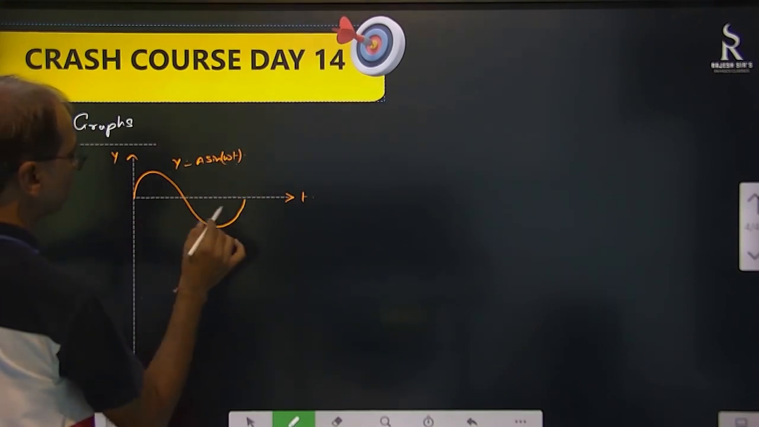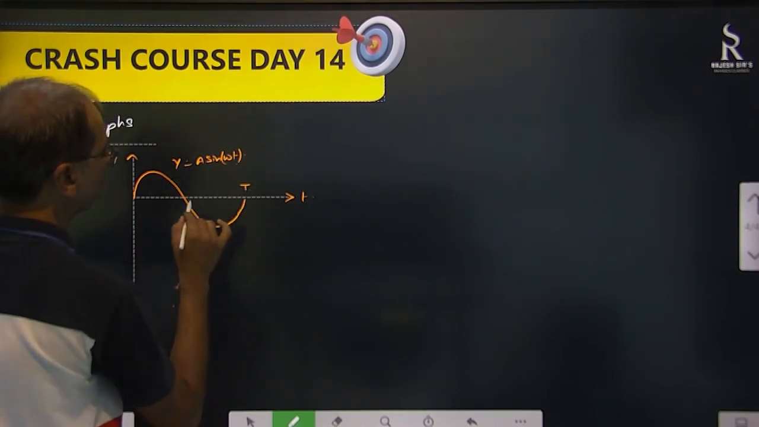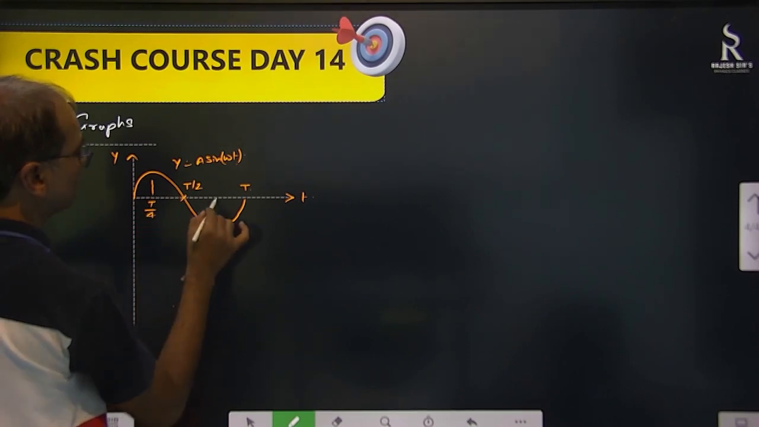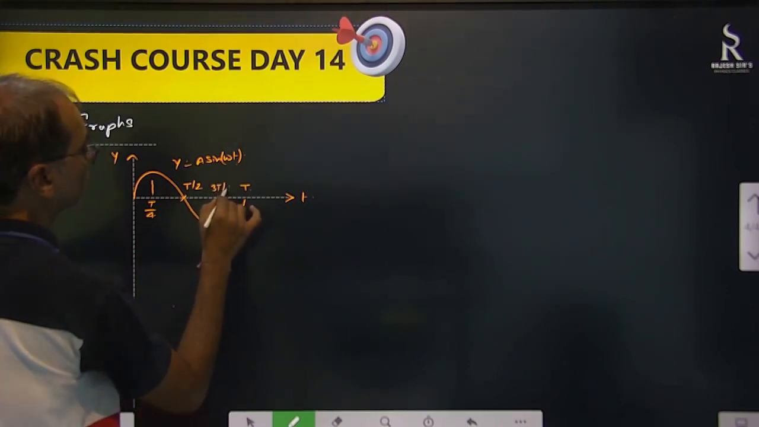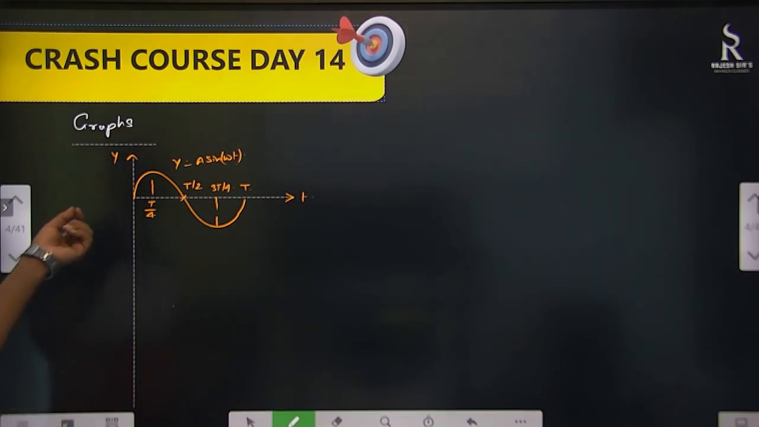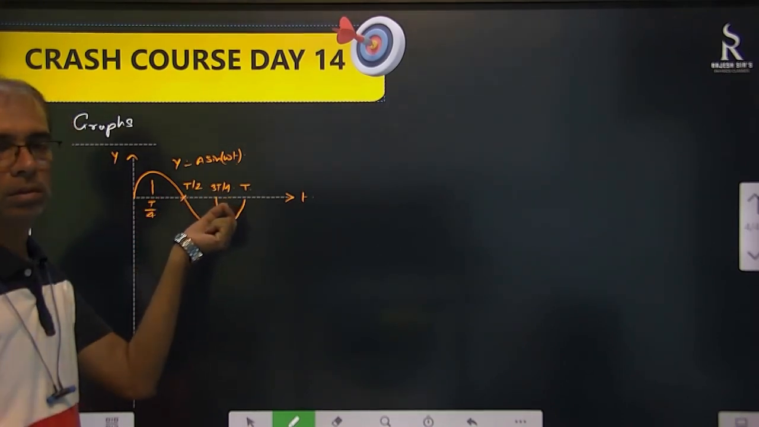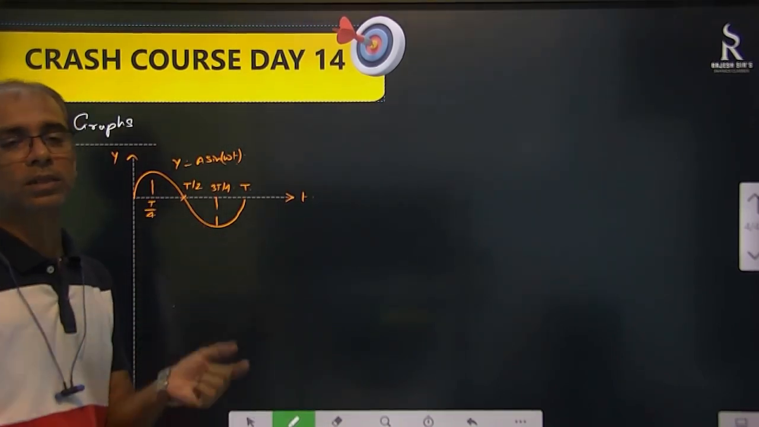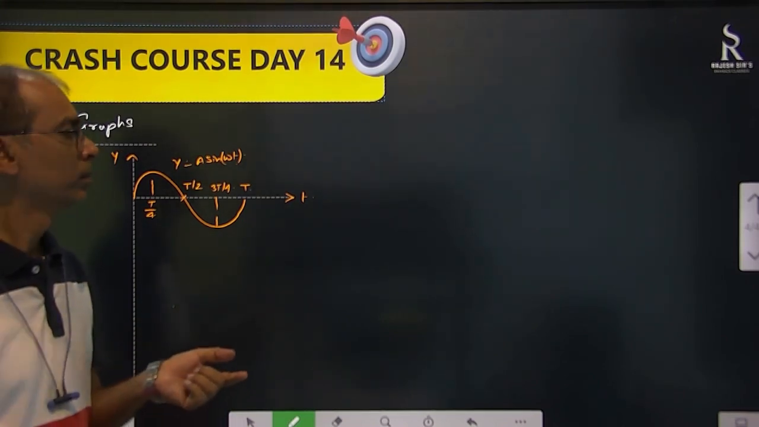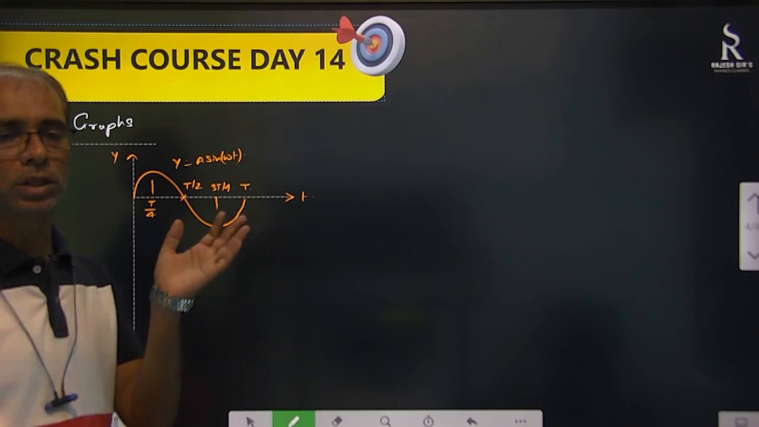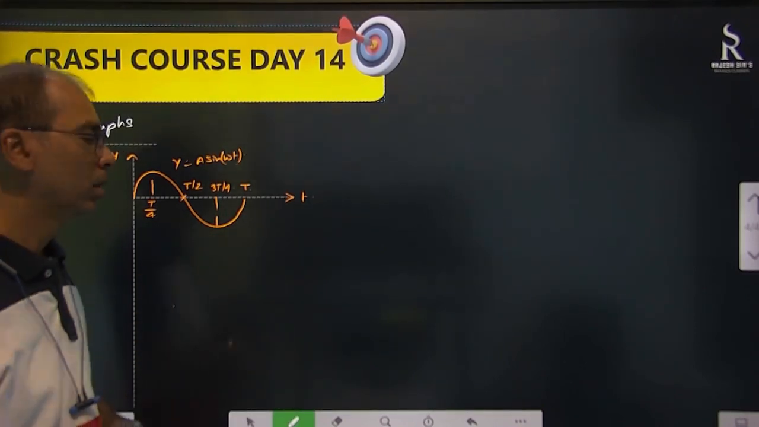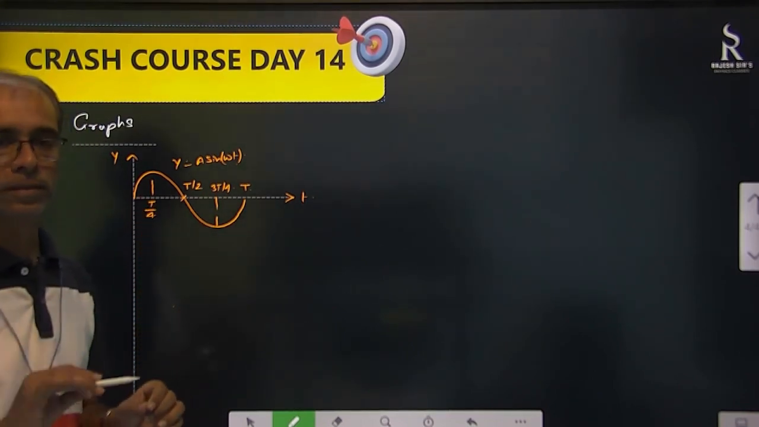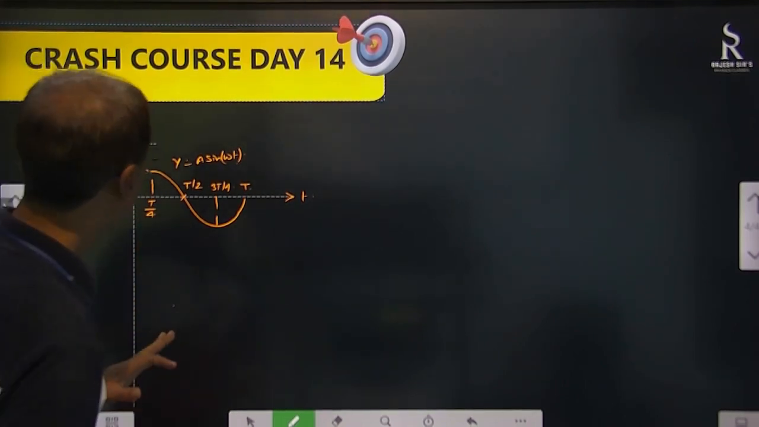Now in this one, the time period here is T. This is T by 2. This is T by 4. And this is 3T by 4. The time in which the circle is completed, in the same time one oscillation is also completed. SHM is basically the projection of the particle doing circular motion on its diameter. So the time in which the particle does circular motion, in the same time its projection completes one oscillation. So this is y equal to a sin omega t.